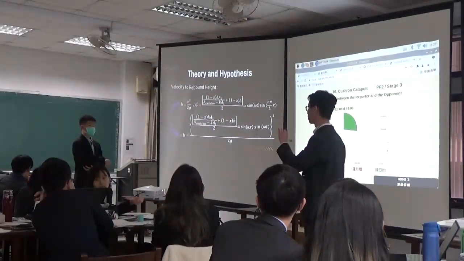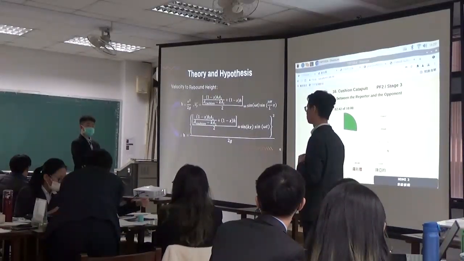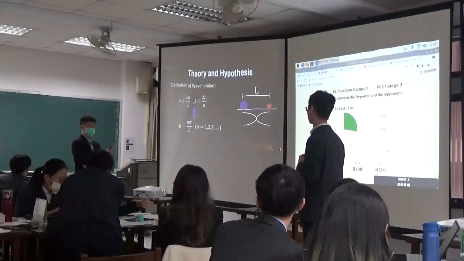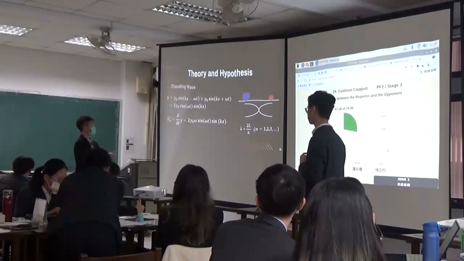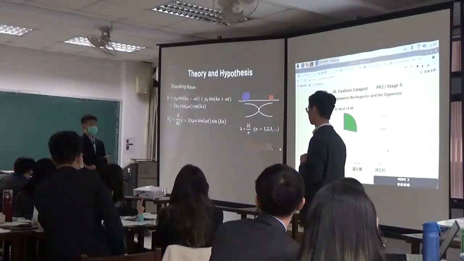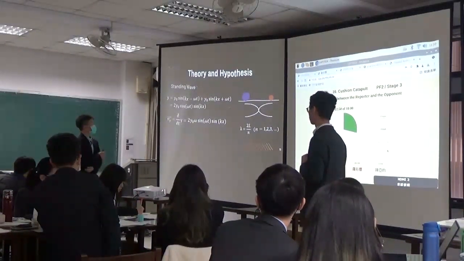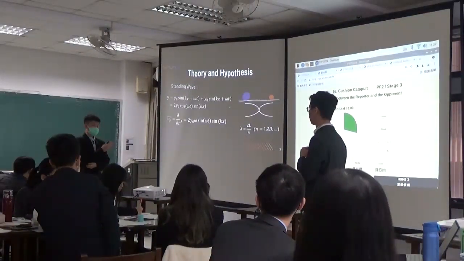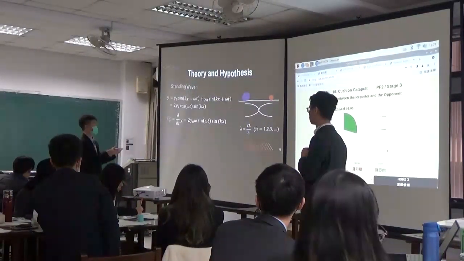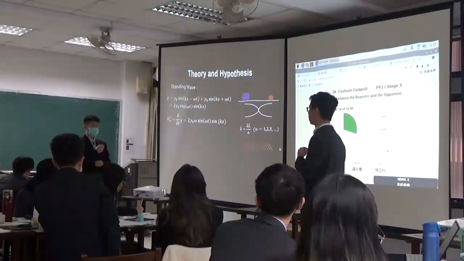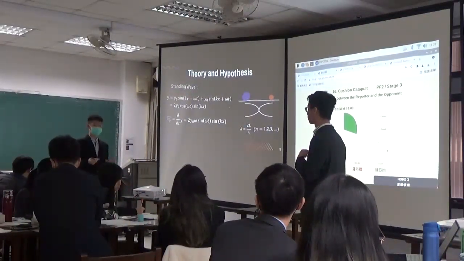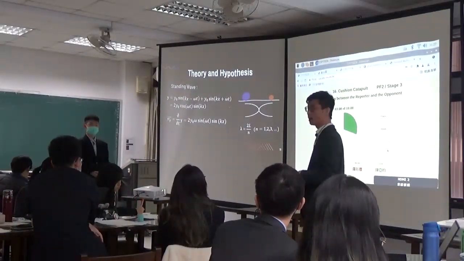The standing wave. We use two theories because as for the second one, there are no variables that we can put into this theory, so we came up with another theory for it. Okay, I understand. May I use the blackboard?